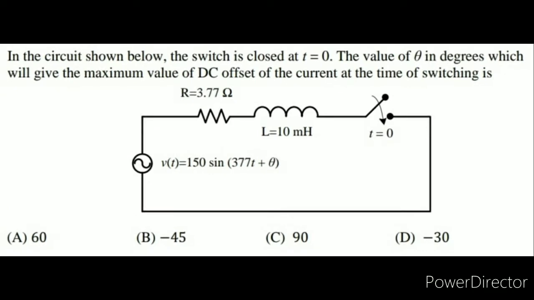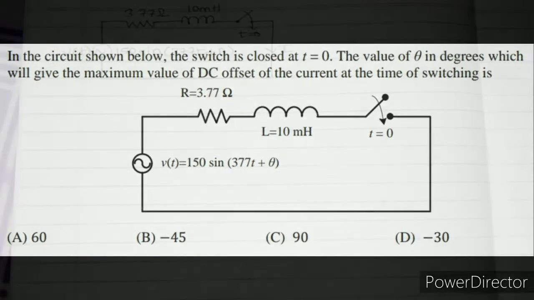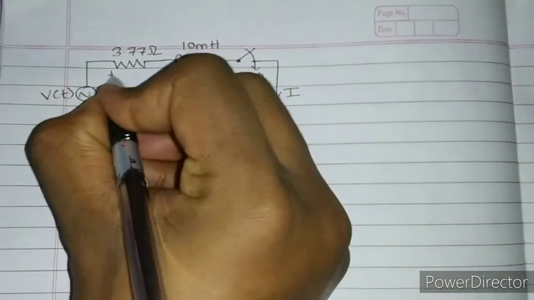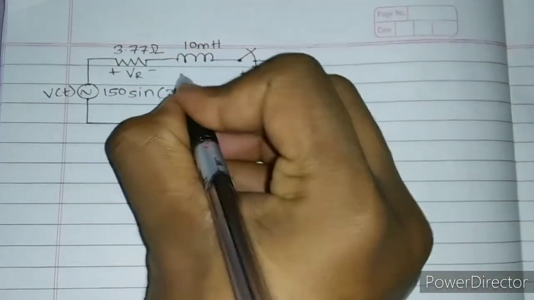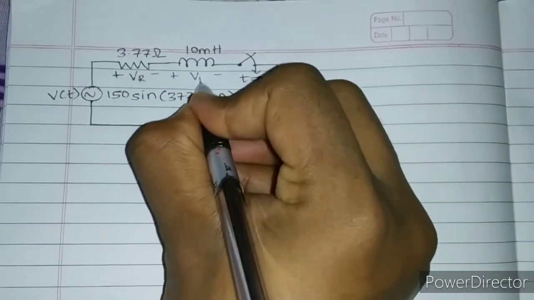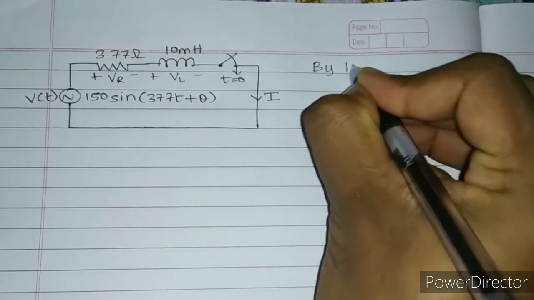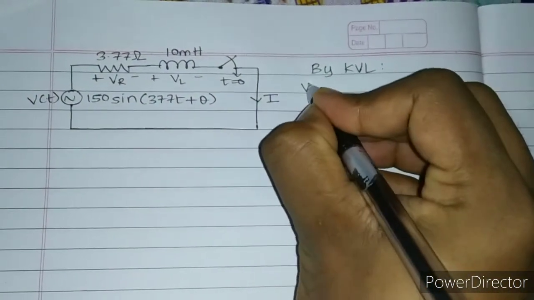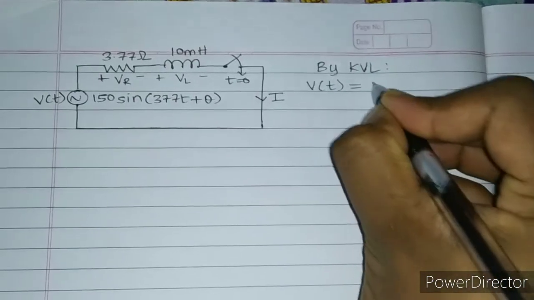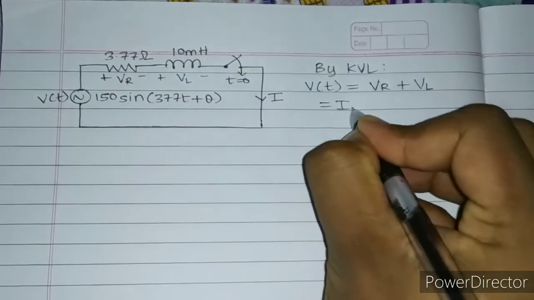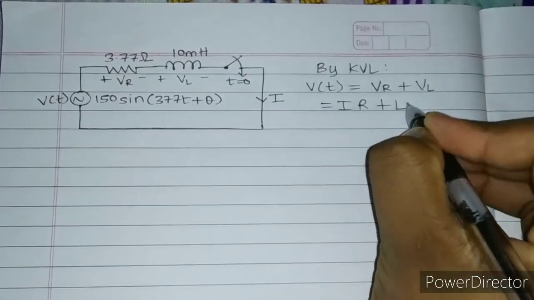In this question, we have to find out the maximum value of DC offset of the current. Let the voltage across resistor be VR and the voltage across inductor be VL. Now, by applying KVL, V of t is equal to VR plus VL is equal to I into R plus L di by dt.